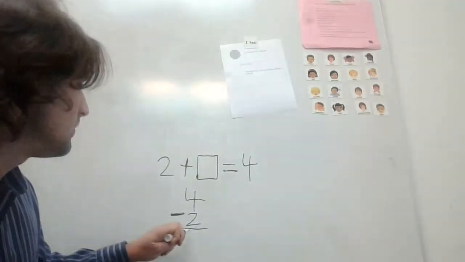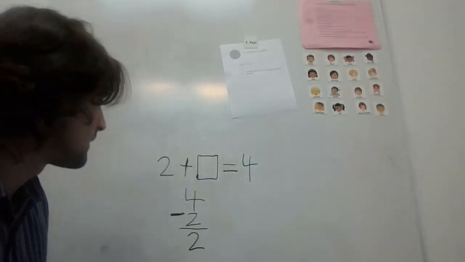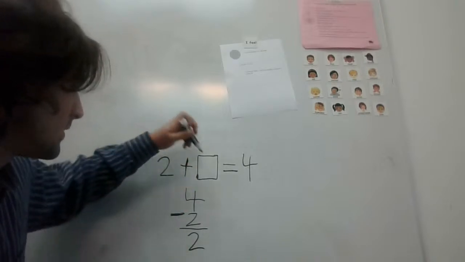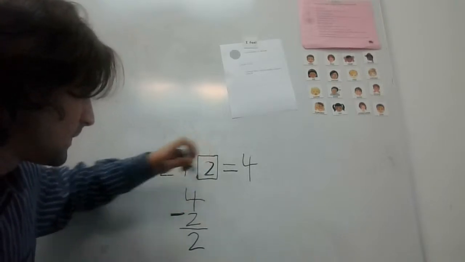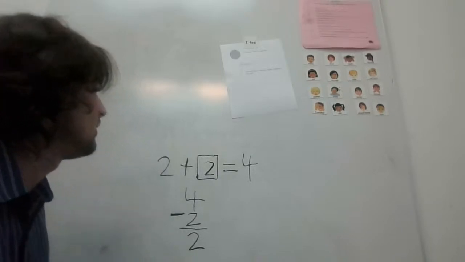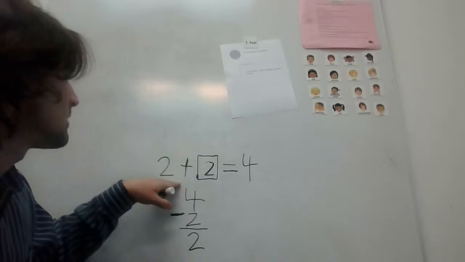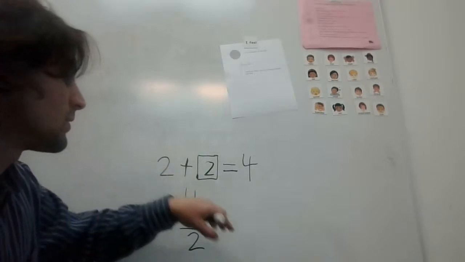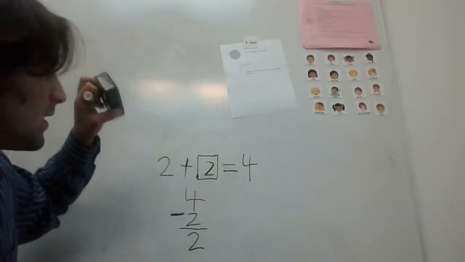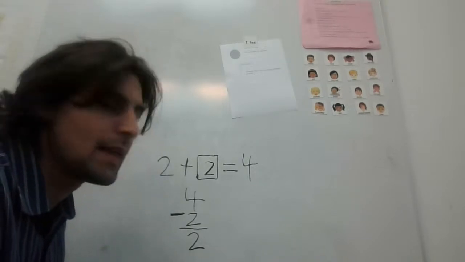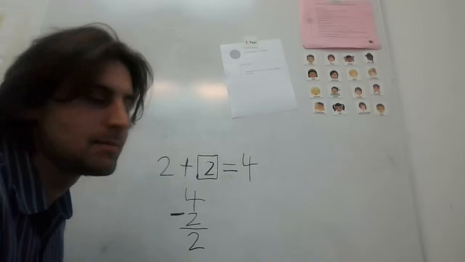So 4 minus 2 equals 2. So the missing addend here is 2. So whatever the operation is, we have to do the opposite to find the missing addend. If the operation is addition, we have to subtract. If the operation is ever subtraction, then we have to add. All right, that is our answer to example 1. Please copy that down on your papers.